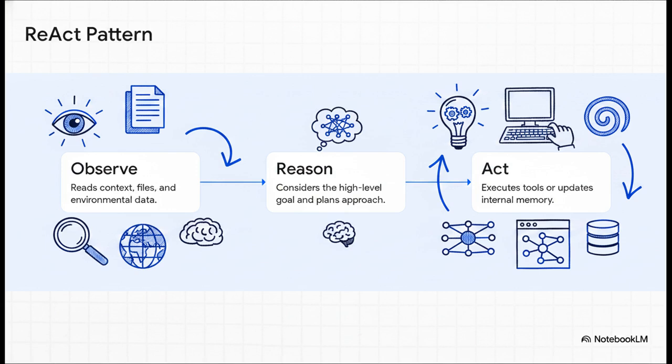Then we hit the reason step. The LLM processes all that data to essentially think about the problem and plan its next move. And finally, act. It reaches out into the real world. Maybe it does a web search, writes some code, or just updates its own internal databases. It repeats this loop until the goal is absolutely nailed.